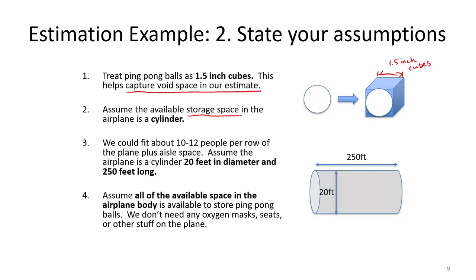Next, we need to think about how big that cylinder is. In this case, I'm just taking some very rough estimates here. I'm assuming that since maybe 10 or 12 people can fit in each row of the airplane, let's assume the diameter of that cylinder is 20 feet and that the whole cylinder is 250 feet long.